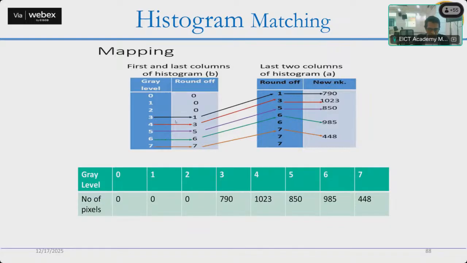See, this 3 value goes towards the 1, and this 1 towards the 1, and 1 towards the 790. So this 3 value will contain 790. This 4 value contains the 1023. 4 to 3, that is directly mapping, and then 3 to 3. This 5 to 5 here, 6 to 6, then 7 to 7.